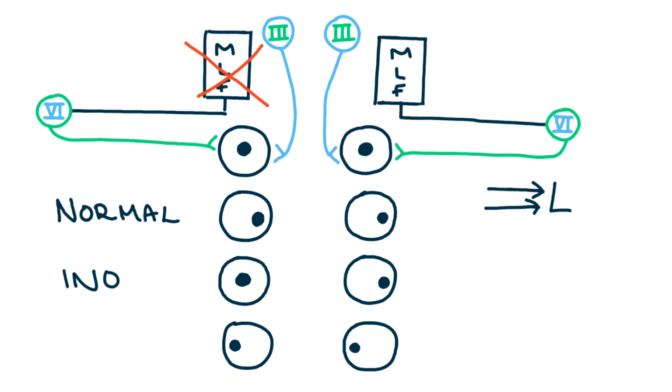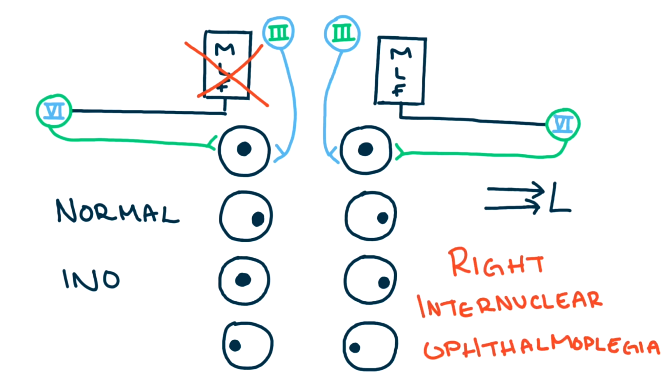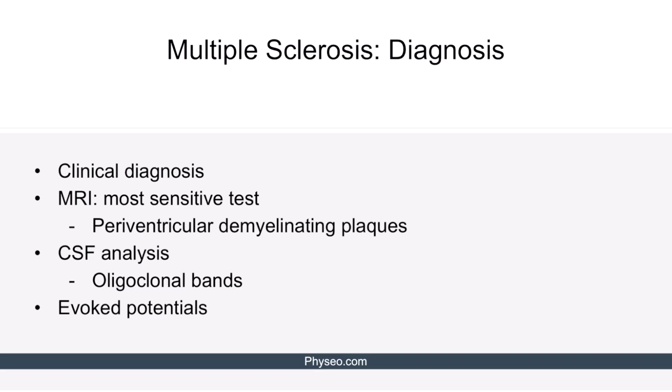To reinforce the point from the previous slide, always pay attention to the eye that cannot adduct. And by focusing on just that eye, you can localize the INO. If it's the right eye that can't adduct, this means the person has a lesion in the right medial longitudinal fasciculus and has a right internuclear ophthalmoplegia. That's the case in this image. And if it were the left eye that couldn't adduct, the lesion would be in the left medial longitudinal fasciculus, and the person would have a left INO. Okay, with that background, let's move on to diagnosis.